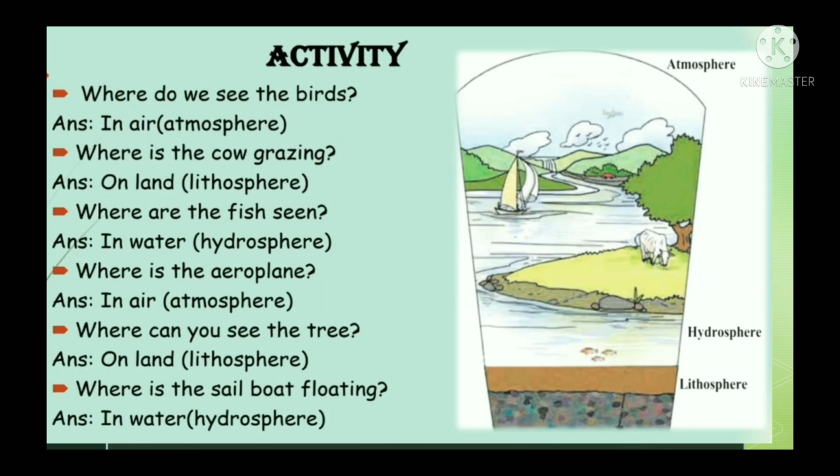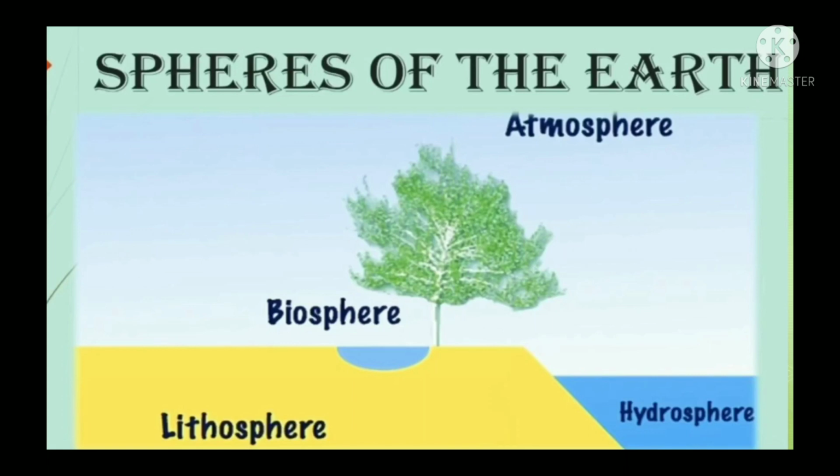Thus, all things on the earth are associated with air, water and land. Associated means related with air, water and land. Spheres of the earth. See, first sphere is lithosphere, that is solid earth. Next is hydrosphere, which is all water. Next is biosphere, which is all life. Next is atmosphere, which is all the gases or air.